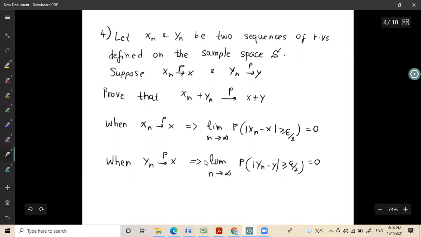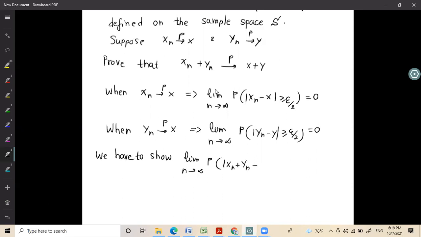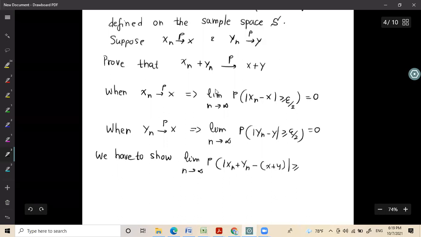So that is also 0. This we know because it's given that they converge in probability. Now what do we have to show? We have to show that the limit as n goes to infinity of the probability that |Xn + Yn - (X + Y)| is greater than or equal to epsilon equals 0. This is what we have to show.